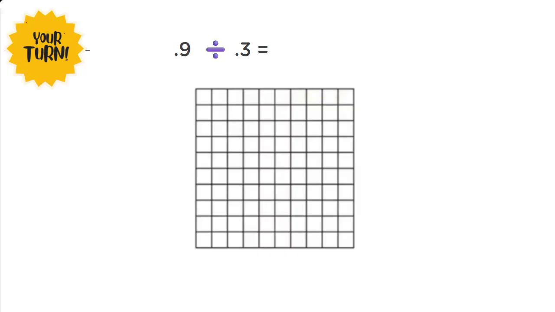9/10 divided by 3/10. So we're working with all tenths. Turn off the video, solve it, and come back.